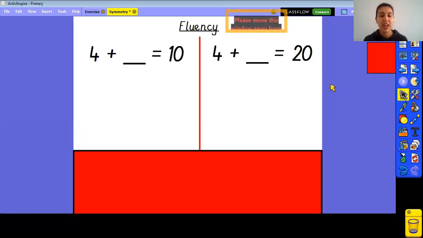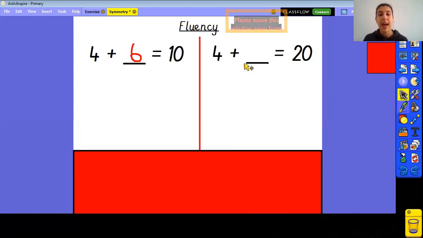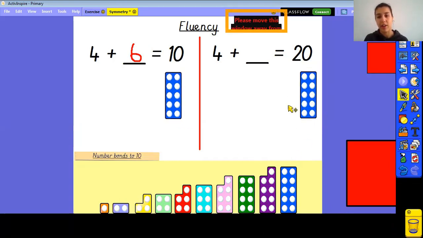Okay, so I've changed our equation this time. So now we're looking at 4 add something equals 10. So what do I need to add to 4 to make 10? Did you say 6? Well done if you did. So having a look at the differences then, I know that this is trying to make 1 ten, but this equation over here is trying to make 2 tens. So let's have a look at that. This is our 1 ten that we're trying to make, and this is our 2 tens.